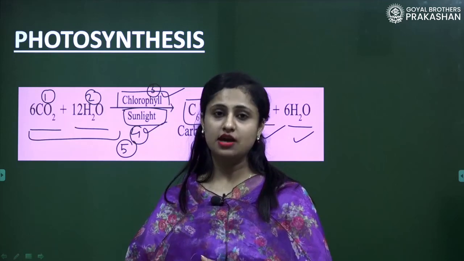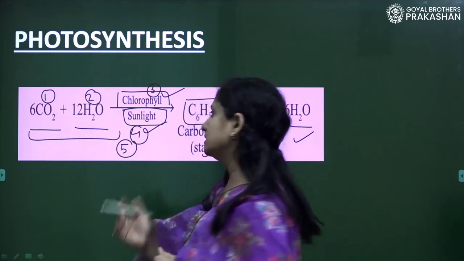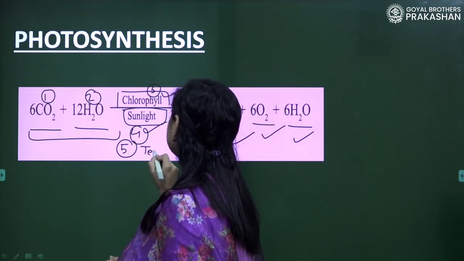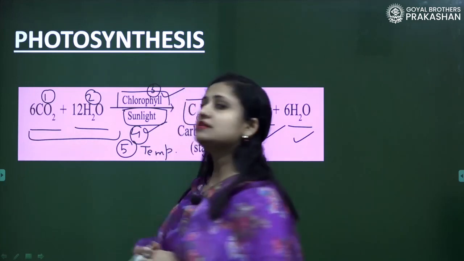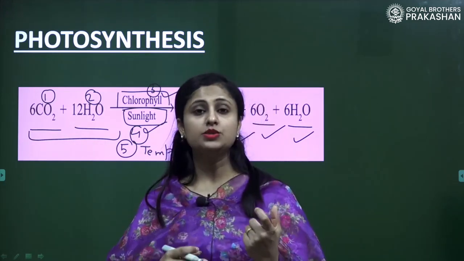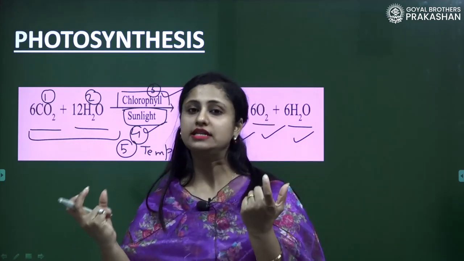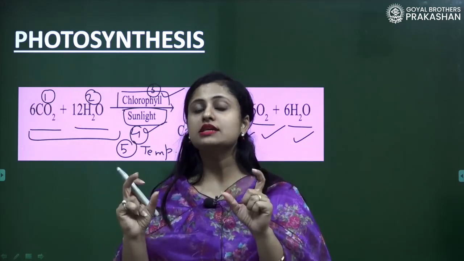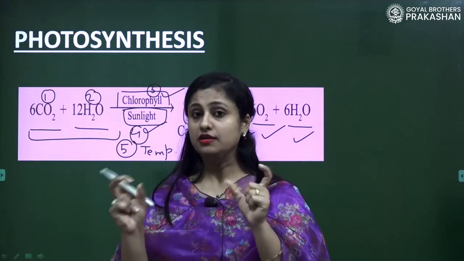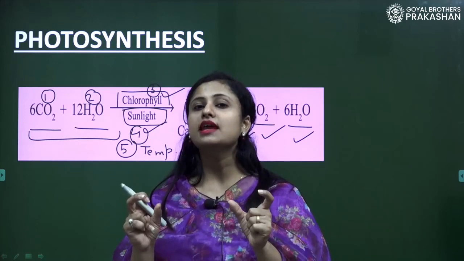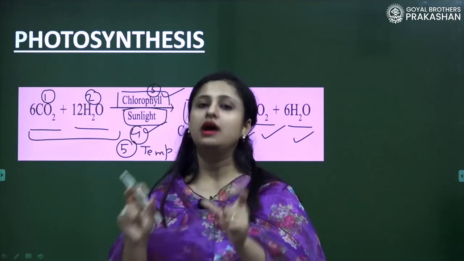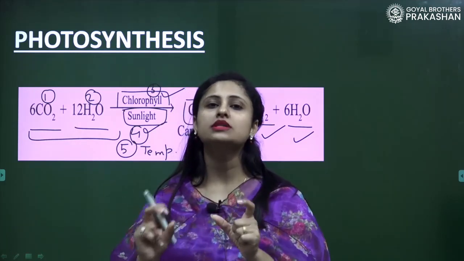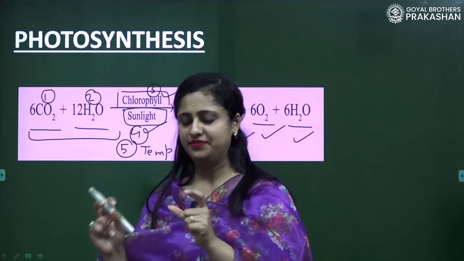And yes, one more important thing, there is one more requirement for the plants to synthesize their food. That is optimum temperature. There is a range of temperature, between 35 to 40 degrees Celsius. This range is the appropriate temperature range which is necessary to synthesize food for the plant or to carry out the process of photosynthesis by the plants.